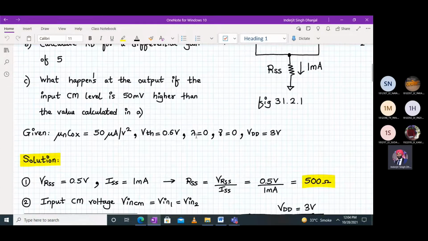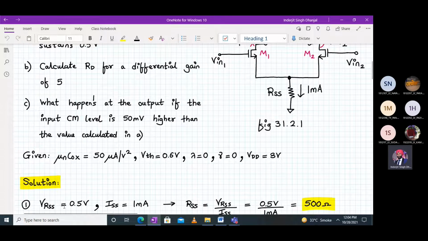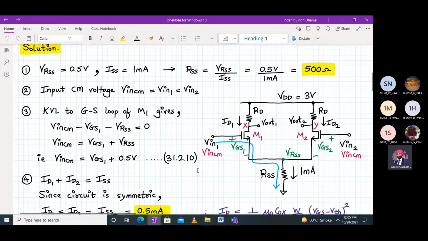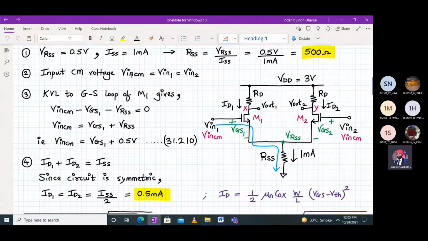Okay, that means over here your VRSS value is given as 0.5, ISS value is given as 1 milliampere. So what will be RSS value? RSS value will be VRSS divided by IRSS, correct? So it will be 0.5 volt divided by 1 milliampere. Now here we can directly write the answer as 500 ohm. You don't even require a calculator to calculate this. Fine.